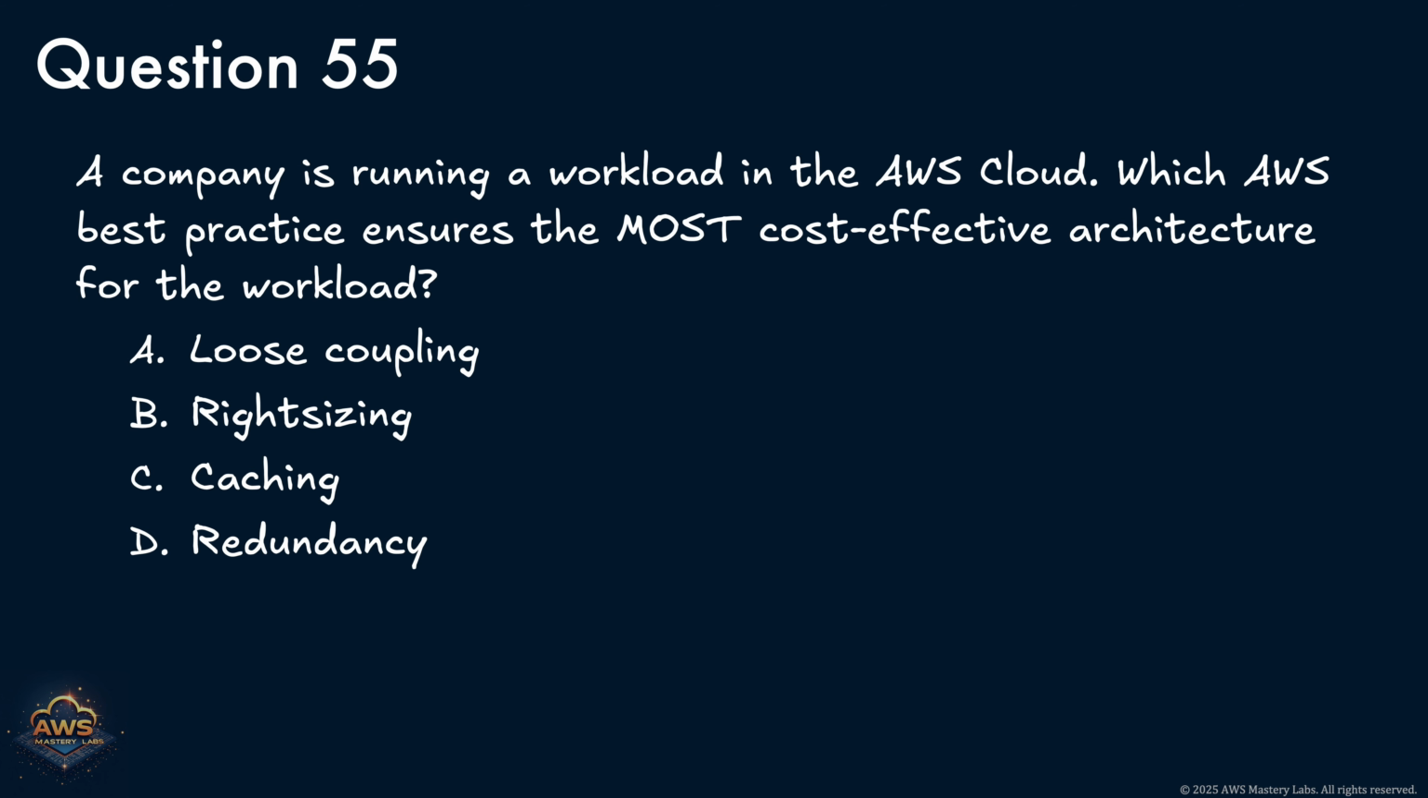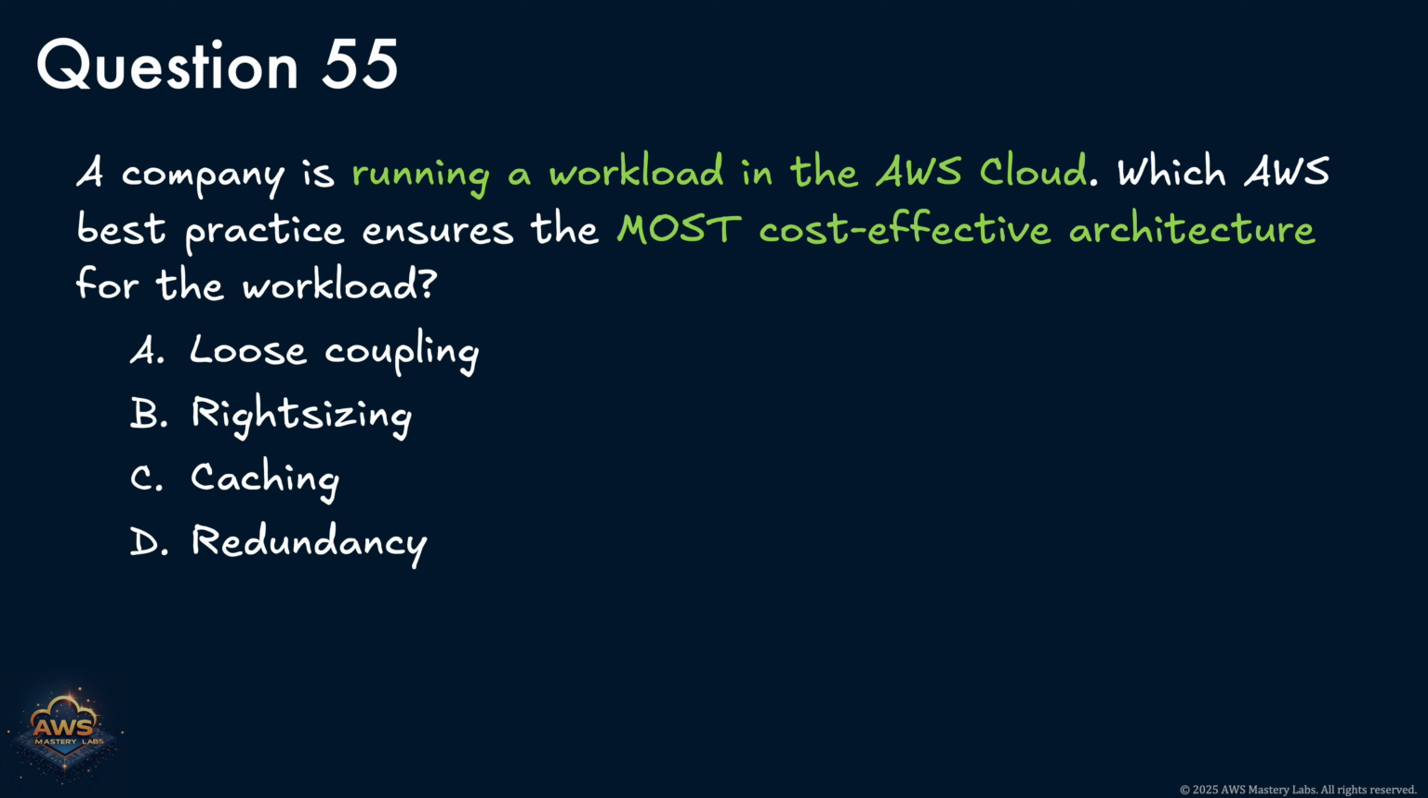A company is running a workload in the AWS cloud. Which AWS best practice ensures the most cost-effective architecture for the workload? Let us identify and interpret key phrases in the question that will help with answering it. The central message is, ensures the most cost-effective architecture.